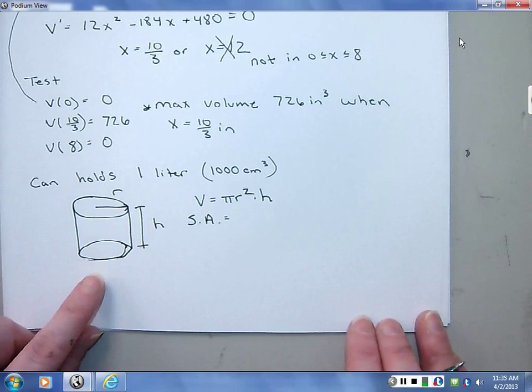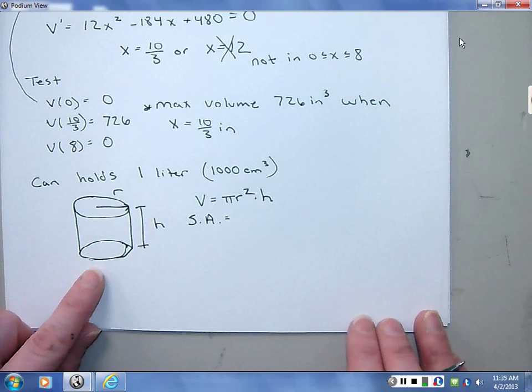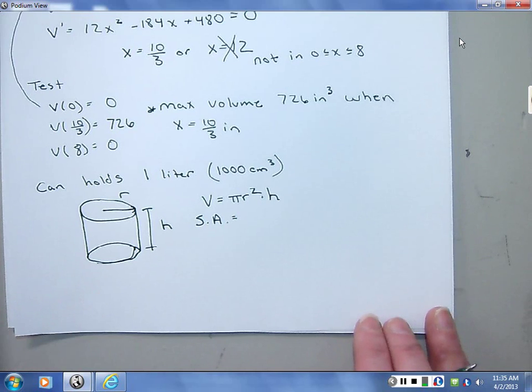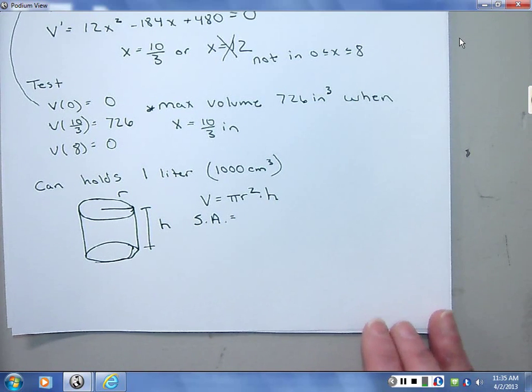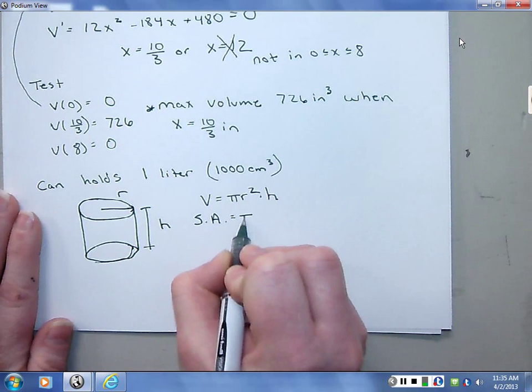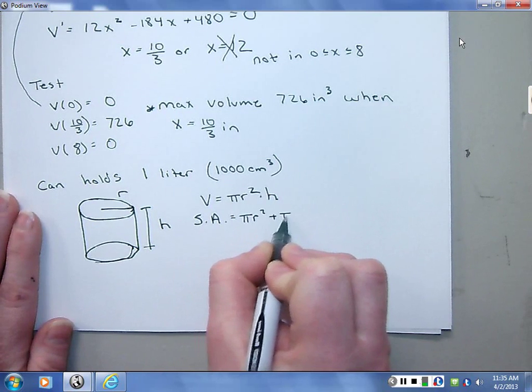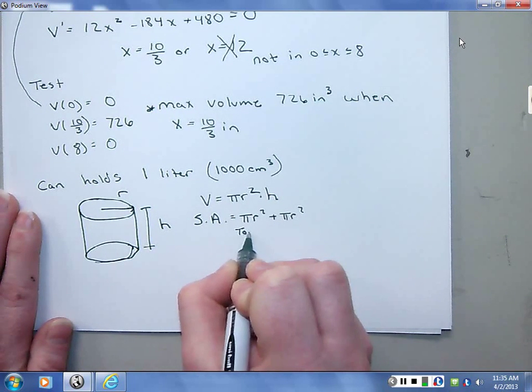So what's the area of the top? Pi r squared, right? The area of a circle is pi r squared. And the area of the bottom is also pi r squared. So I have pi r squared plus pi r squared. So this is the top. This is the bottom.